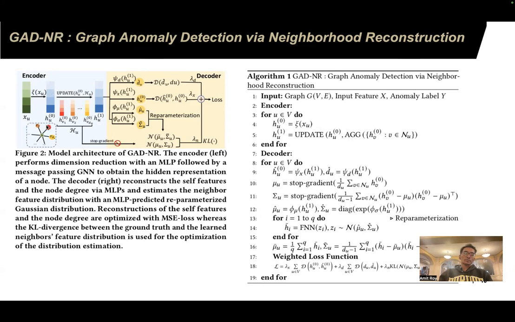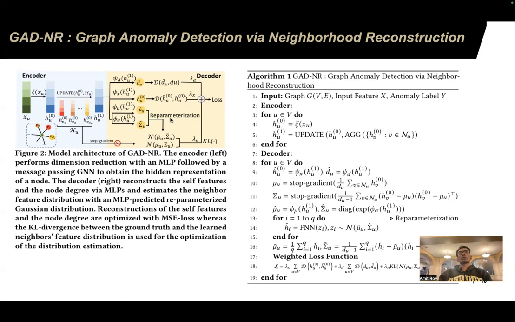In the encoder part, we consider the one hop neighborhood or multi-hop neighborhood of a target node U, and use some graph neural network like GCN or GraphSAGE to encode the neighborhood of a particular node U to obtain its latent representation HU1. After that, this one means we are using one hop information or one layer in the GNN. After that, we are trying to use this HU1 or the latent representation of node U to reconstruct its degree, its self feature, and also its neighborhood.